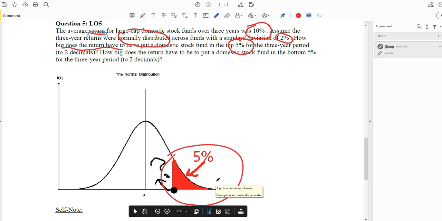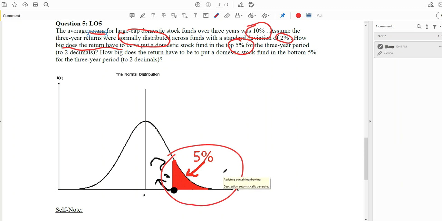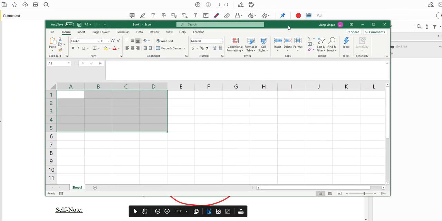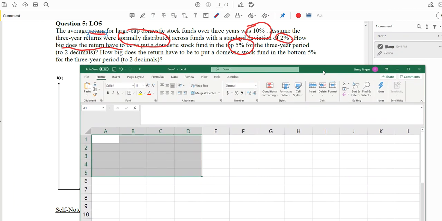So it goes backward, and therefore we're going to use a slightly different formula. We are still dealing with the normal distribution, but we are doing an inverse operation, because we know the size of the area but we are trying to calculate this black dot. It's inverse. So let's put our key information in Excel first.